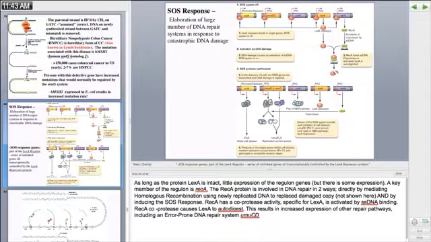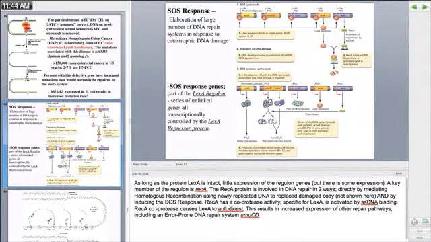That system is normally expressed at very low levels in healthy cells. But one of the things that will happen when that cell gets dosed with a large amount of radiation or a DNA damaging chemical is the SOS response is going to turn on the transcription of UvrA, B, C, and D with the hopes that that repair system can fix whatever damage has been done. So that system, the UvrABCD system, is actually controlled by this SOS response system.